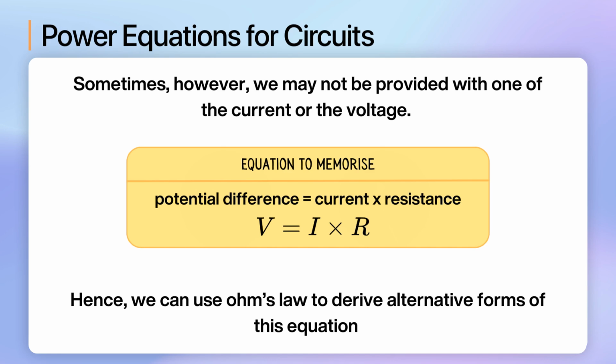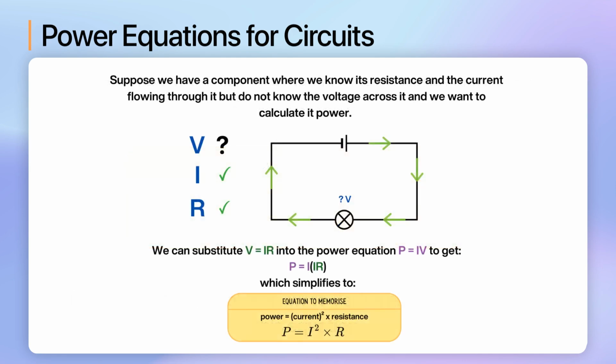For example, suppose we have a component where we know its resistance and the current flowing through it, but do not know the voltage across it, and we want to calculate its power. We can substitute V equals IR into the power equation P equals IV to get P equals I times IR, which simplifies to P equals I squared times R. We can directly plug the current and the resistance into this equation to calculate the power.